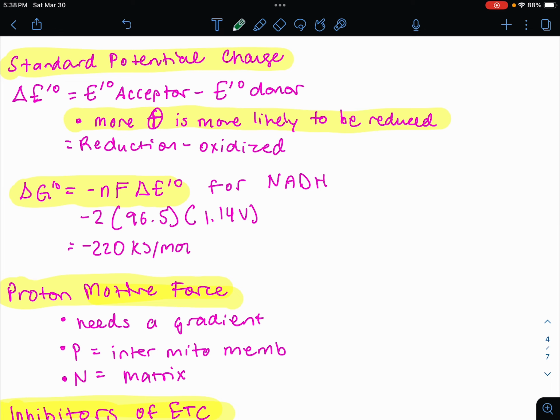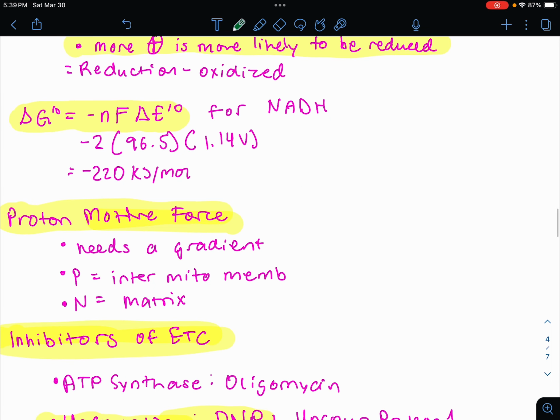Okay, let's talk about the standard reduction potential change. The standard reduction potential change is delta E equals the E of the acceptor minus the E of the donor. And when you're dealing with these equations, usually the greater the number, the more positive value is going to be the reduced one. So with that in mind, you could think of delta E equaling reduction E minus oxidized E. Okay, so let's do an example of getting the standard free energy change.